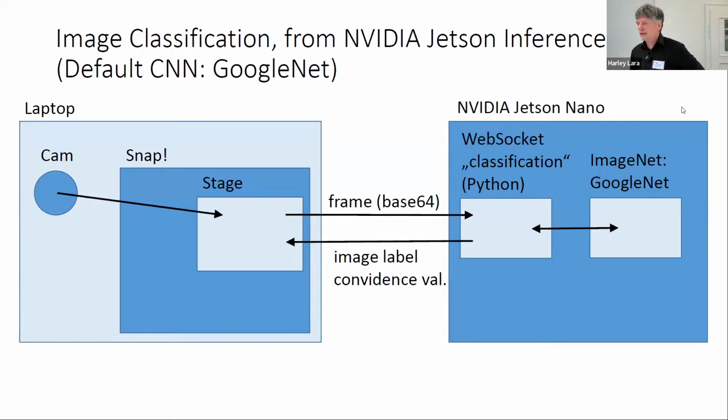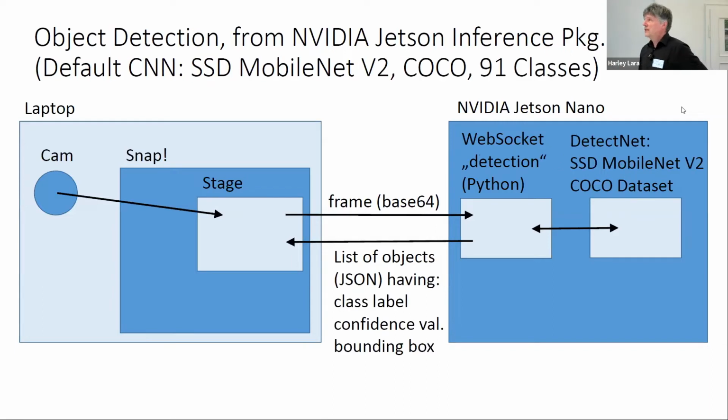You can change, of course, the data sets. You can train your own data to the networks, either in transfer learning or from scratch. So it's extremely flexible and versatile. And how does that compare to object detection?